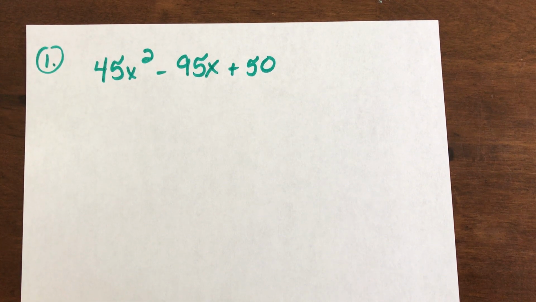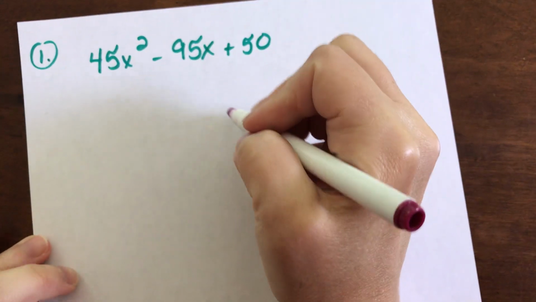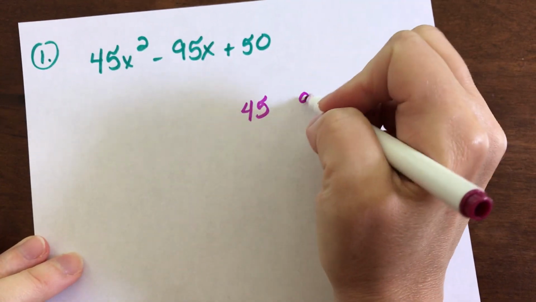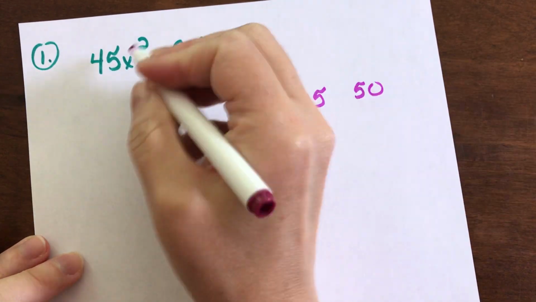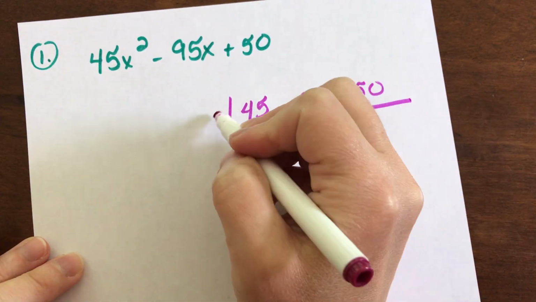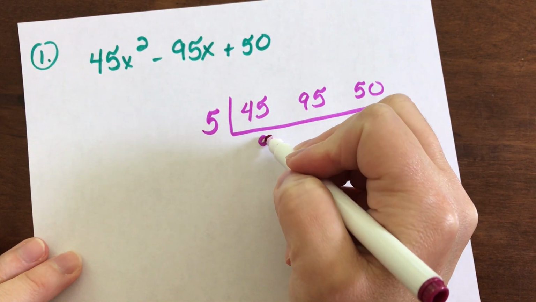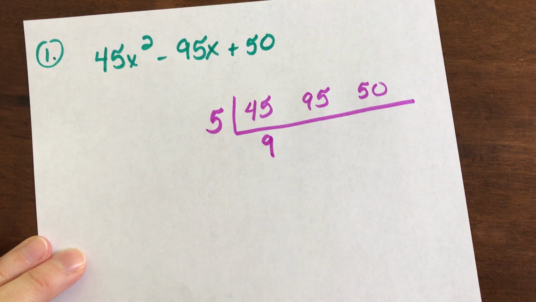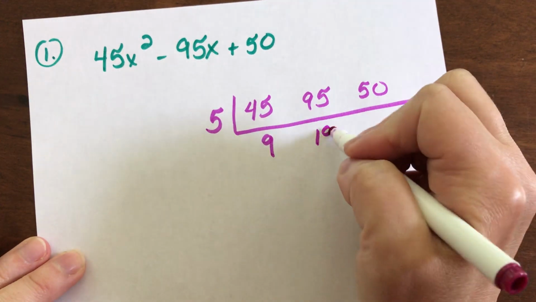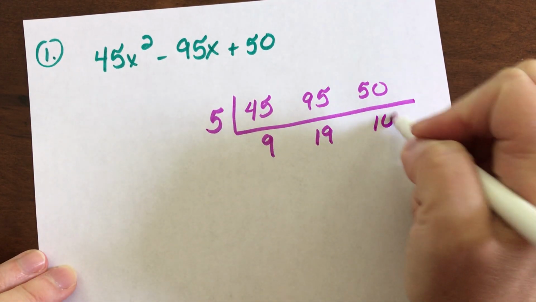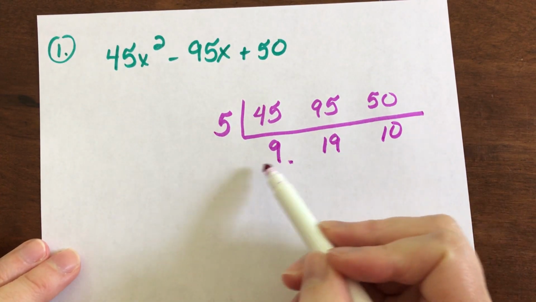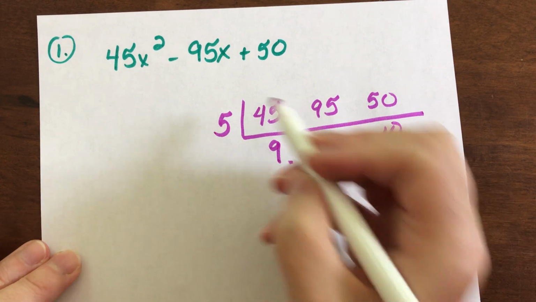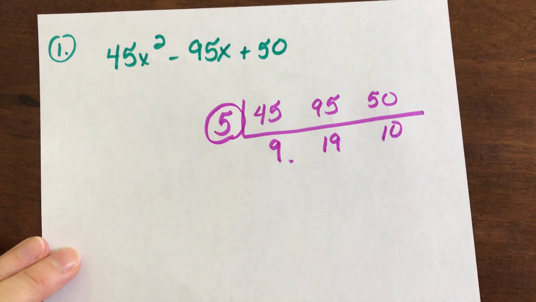Now, do you remember the upside down cake method I showed you guys? Where you take the 45, the 95, and don't worry about the negative sign in front of this. Let's just try to find this. Let's see, 5 goes into 45 9 times. Let's see, get my calculator out. 95 divided by 5 is 19, and then 5 goes into 50, 10 times. All right, now do I have a common factor of 9, 19, and 10? No. So that's going to be my GCF, which is going to be the 5.